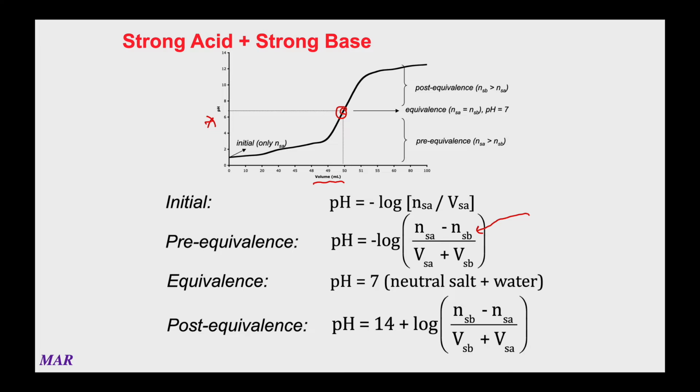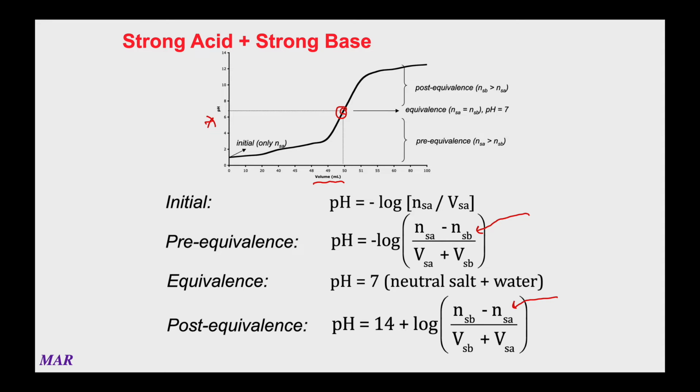pH of a strong base, 14 plus log moles of base left over divided by total volume. So again, you've got to figure out moles of strong base that are excess. So you subtract NSA from the moles of strong base, and again, you divide by total volume.